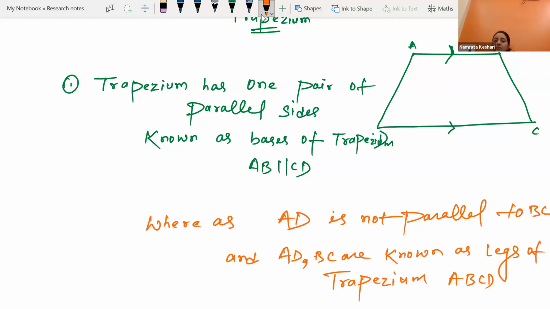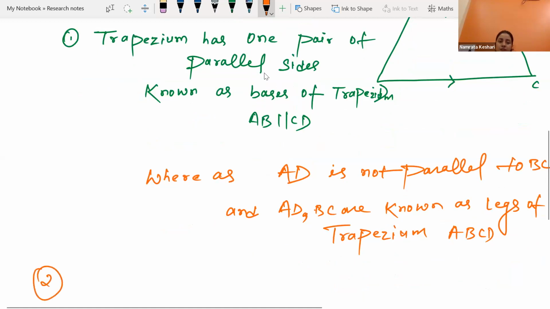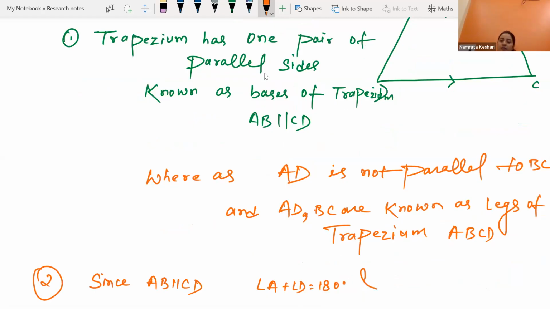Now the next property we have discussed: angle A plus angle D is equal to 180 because AB is parallel to CD. And angle B plus angle C is equal to 180. That's it. So I'm going to write it. Since AB is parallel to CD, angle A plus angle D is 180 degrees. I'm not writing the reason over here. The reason you already know: co-interior angles, or interior angles on the same side of the transversal. Similarly, angle B plus angle C is equal to 180.